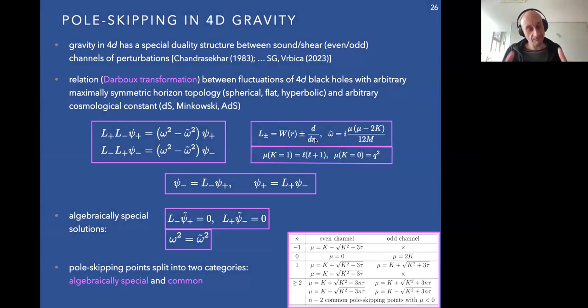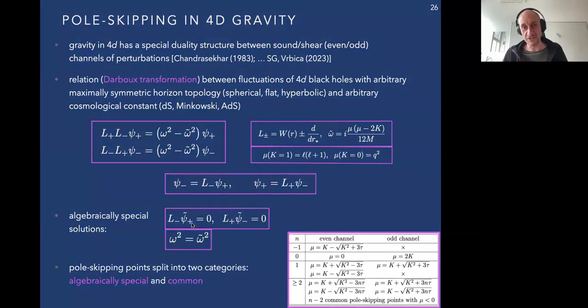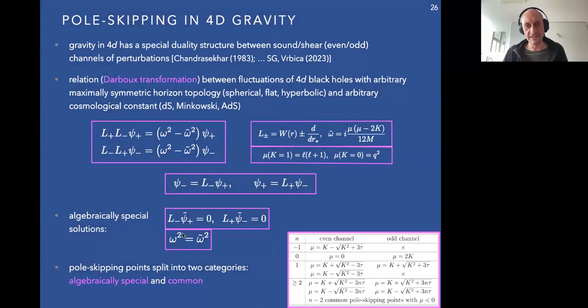Anyway, what you can show for these pole skipping points in 4D is that they fall into two categories. There are those which are historically associated with what is known as an algebraically special solution. Algebraically special solutions are those that have a zero kernel of this linearized operator, so the solution of the wave equation is annihilated by this operator, okay? This is very similar, by the way, to supersymmetric quantum mechanics. Anyway, I don't have time to go into this. So there's an infinite set of pole skipping points which are algebraically special, annihilated by some operator, and everything else are common pole skipping points.